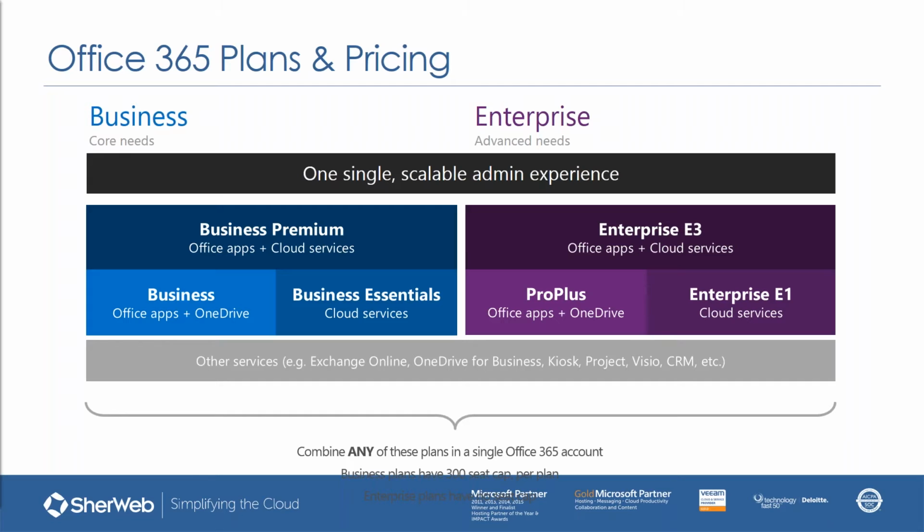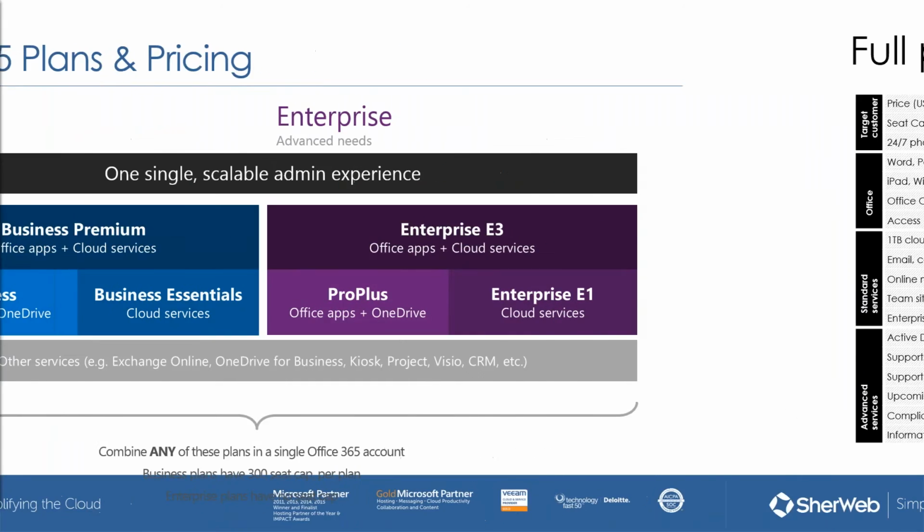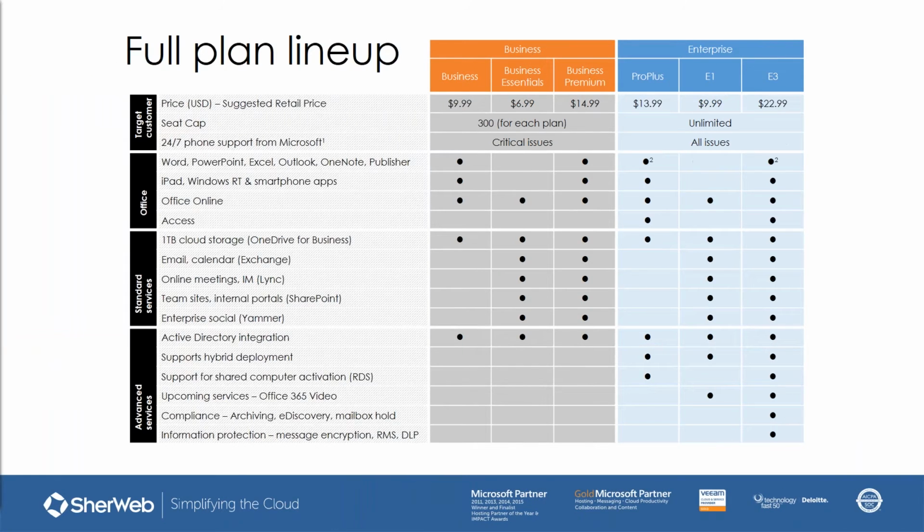So first group is the Business and the Pro Plus. See those ones as the application, okay? They are the Office apps hosted in the cloud, coming with OneDrive. The main difference with the Enterprise is the integration with Active Directory and some security features.